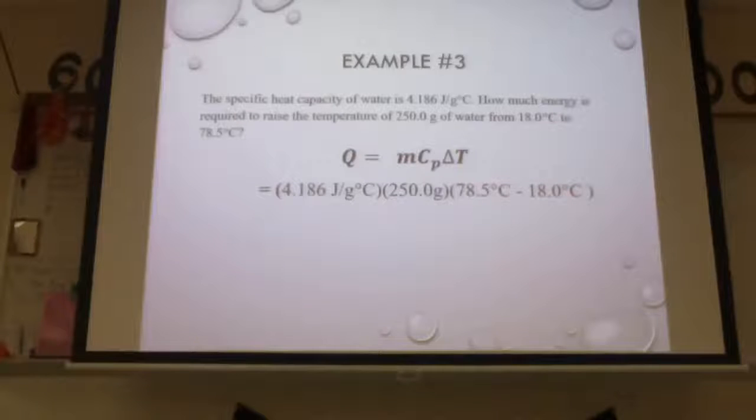Final minus initial. Wait, so mass is the calorie? No, mass is the 250 grams. That's mass. But then what's the 4.1? That's specific heat. So are we gonna use 4.18 or 4.186? In this particular problem, I gave you the 6, so use the 6, but normally just use 4.18.